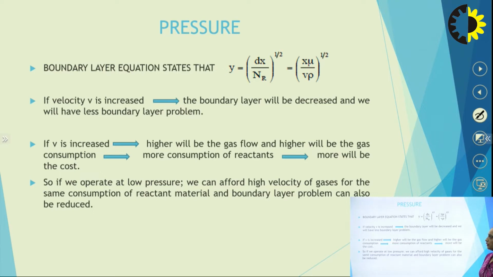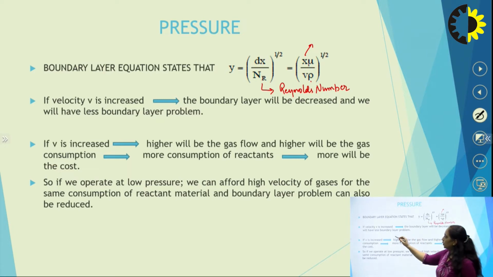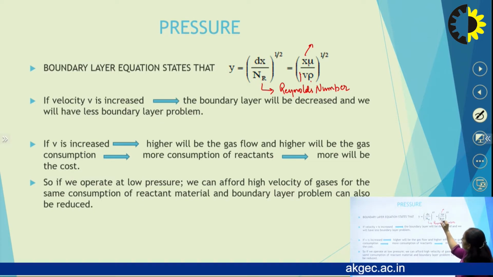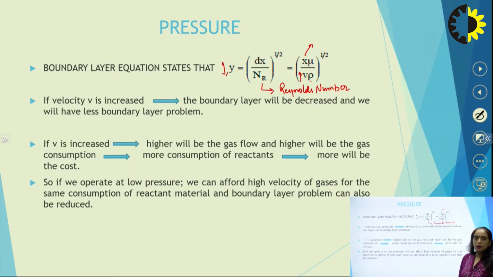Next is pressure. What could be the pressure required to have a boundary layer? The boundary layer states that delta is equal to x by square root of Nr, where Nr is the Reynolds number, x is the distance along the chamber, mu is the viscosity, V is the velocity, and rho is the density of the gas. If the velocity is increased, the boundary layer will be decreased, as we can see from the equation, and we have less boundary layer problem.